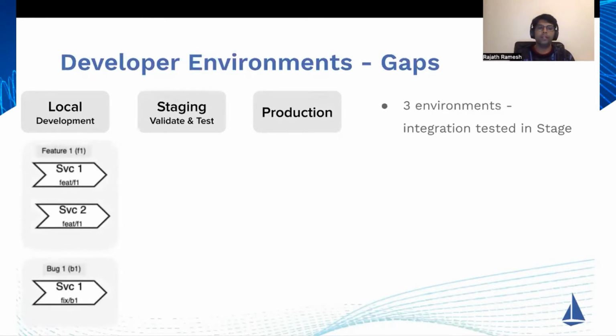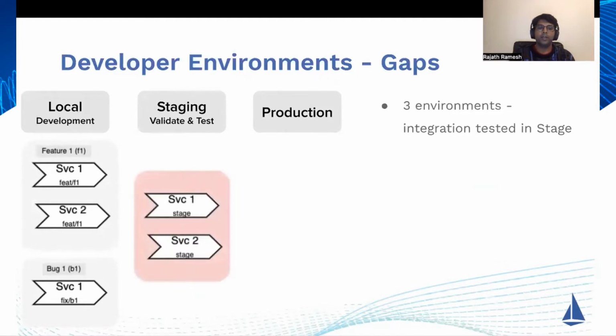There is a feature one being developed that requires changes in service 1 and 2 on branch F1, and concurrently a bug being fixed in a branch B1 for service 1. These changes were made in isolation and tested accordingly. Once done, they were merged to a stage branch in their respective services and deployed onto a shared environment. The flows were then tested in the shared environment for integration and validation tests. Things look good, we go on to production.